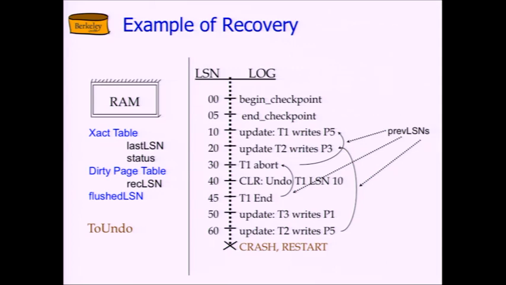Okay, at LSN 10, transaction 1 comes along and writes a log record that says, I have written page 5. And its prevLSN is null because it has no previous LSNs. The next thing that happens in the log is log sequence number 20. So I numbered these with gaps just in case I screwed up and needed to stick any in between.